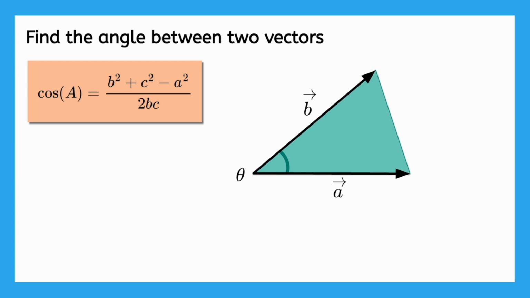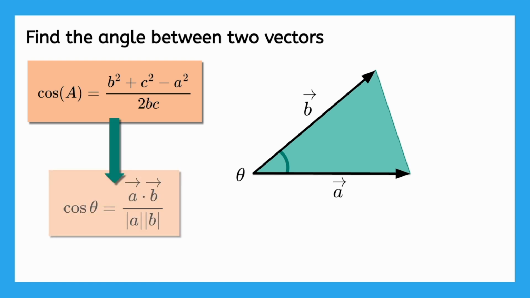The law of cosines is used to derive a formula that finds this angle theta between the two vectors. The cosine of theta is equal to the dot product of the two vectors divided by the product of their magnitudes. If you'd like to see the full derivation of this formula, you can find that in your lesson materials. This formula will help us with our final task for today.